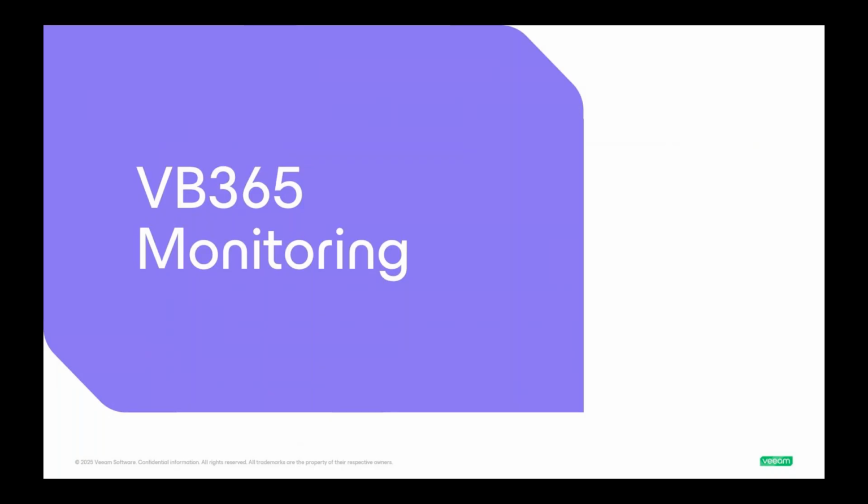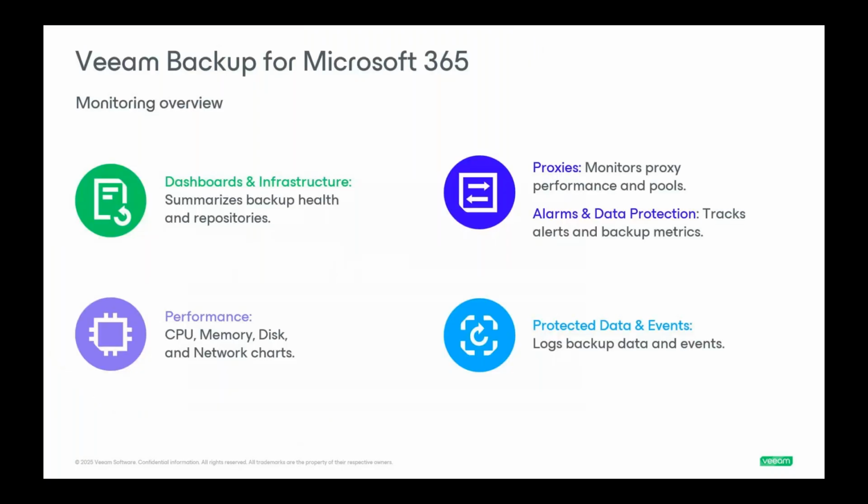We'll jump over to the VB365 monitoring. We're looking at about the same as what we're doing with the VBR side, but obviously on the M365 side. So we're looking at the infrastructure, the health of the backups and the repositories. We're monitoring the proxies that are being used. We have the alarms to go with it. We're getting the same performance charts as you just saw, but on the VB365 side. And then, of course, we're getting all of our protected data and events, and logging all of those as well.